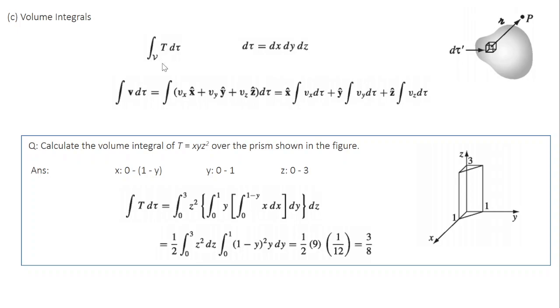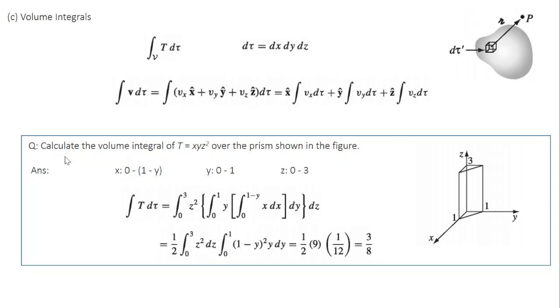Though volume integrals are usually defined for scalar function, you can also define it for vector function. So here you can expand the vector function V in the component form. So the volume integral becomes integral Vx d tau x cap plus integral Vy d tau y cap plus integral Vz d tau z cap.